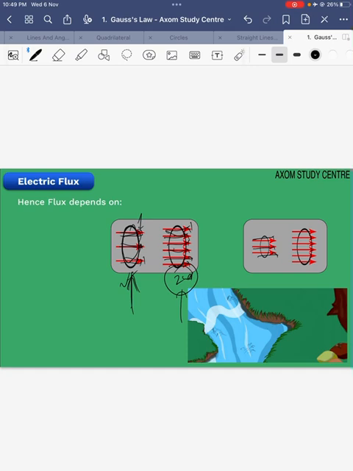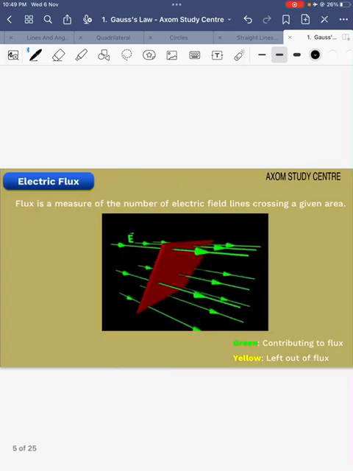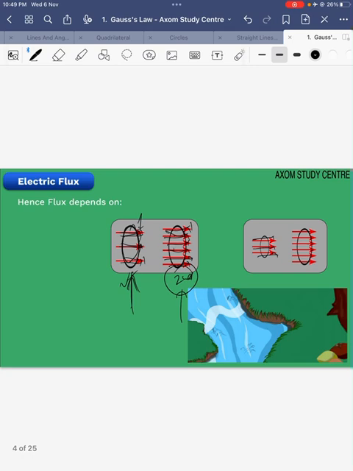So I can say the flux depends, number one, on the magnitude. Then flux secondly depends on the area, on what area it is crossing. Here both the areas are the same, but magnitude wise the second has more flux compared to the first. In the second case the area is more, so obviously more flux lines pass.